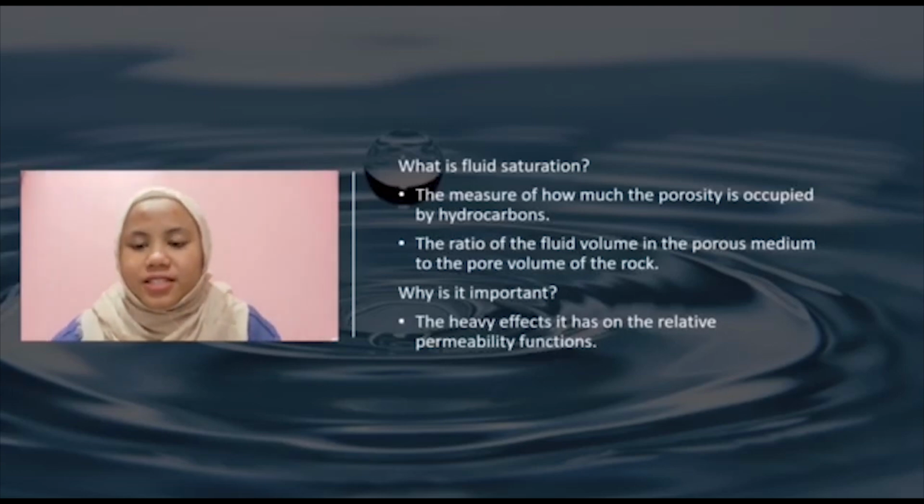Why is it important? In petroleum engineering, information on fluid saturation is crucial because of the heavy effects it has on the relative permeability function. Inaccurate determination of fluid saturation, which can result in overestimation or underestimation of hydrocarbons in place, can lead to costly errors in the field. Thus, it can lead to inaccurate information of original oil in place, OOIP, or gas initially in place, GIIP.